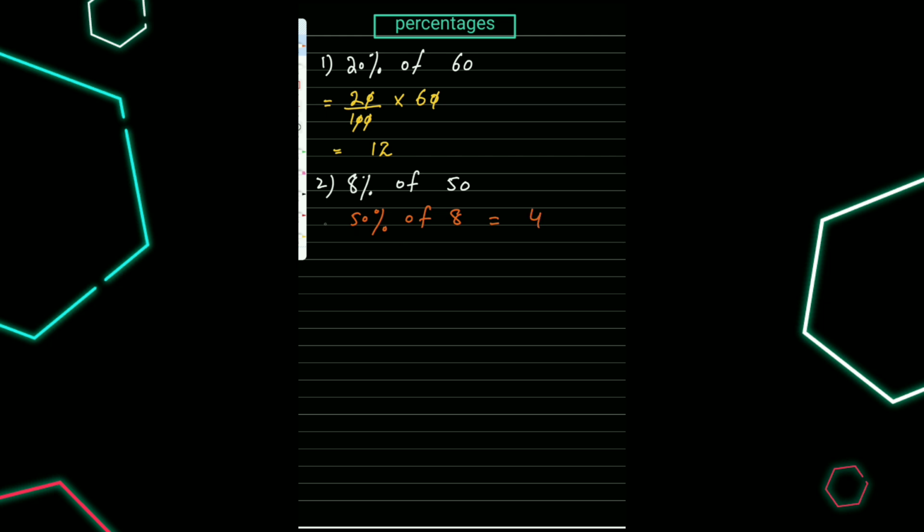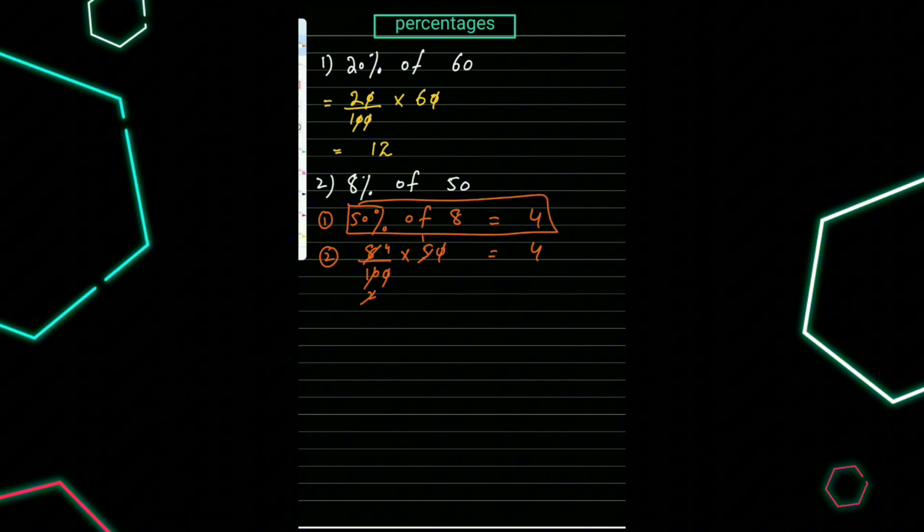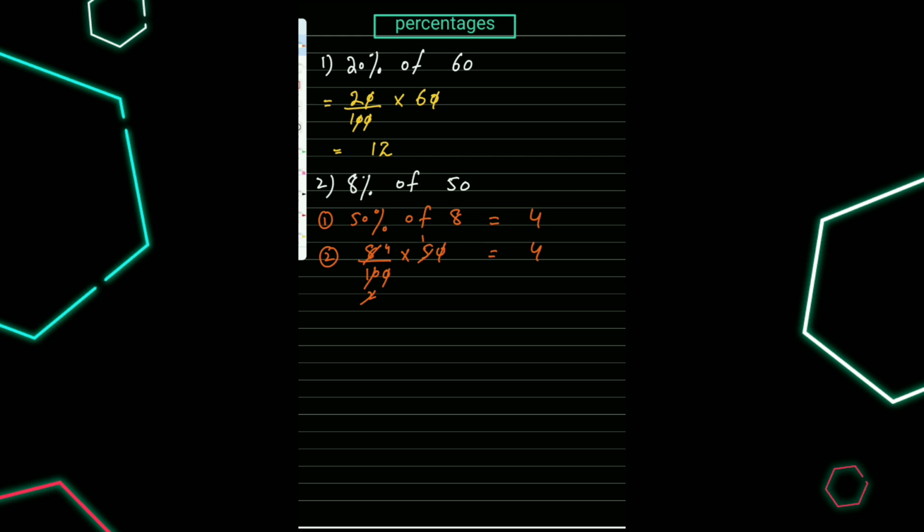If we use the common method for this question, the answer will be the same. Like if we are going to find 8%, it means 8 over 100 multiply by 50, and we will simplify. 5 2s are 10 and 2 4s are 8. So look at this, both answers are the same. So this is a hack that you can use in these types of questions.